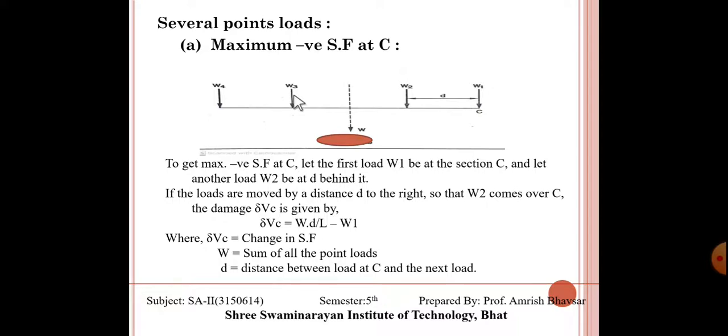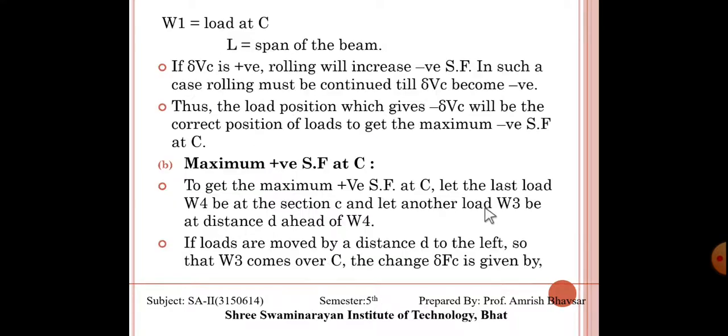So the change delta is given by W D upon L minus W1. Now it will change the shear force diagram, that is delta Vc, where W is equal to the sum of all the point loads, and D is the distance between the load at C and the next load. Now L is equal to the span of the beam.